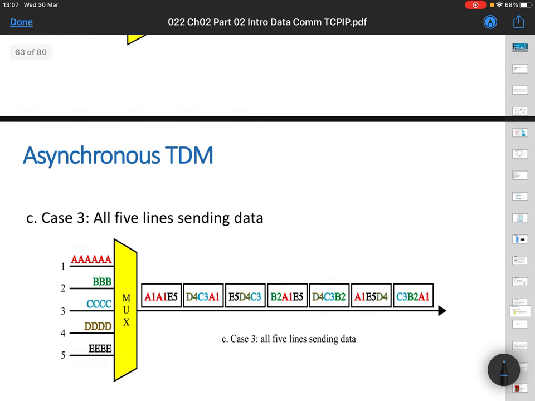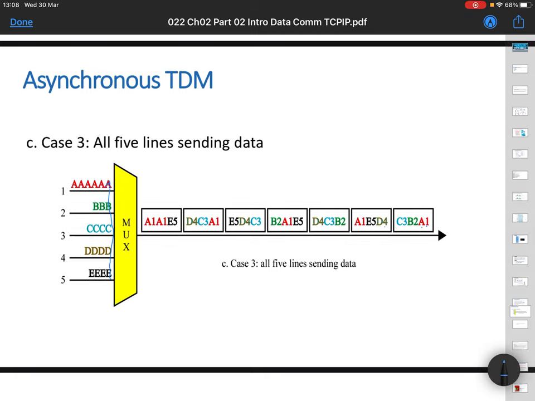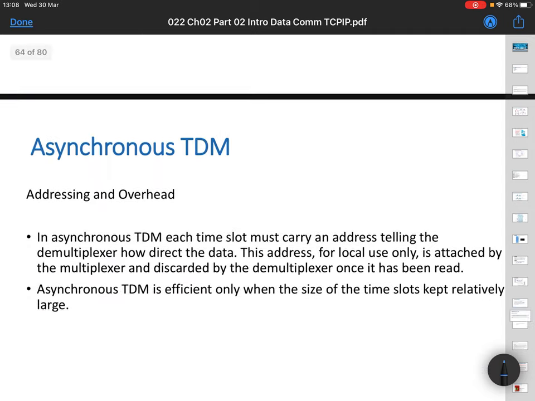Case 3, all five lines sending data. So you have 1A, 2B, 3C, 4D, 5E, 1A. So all these having the data, all lines having the data. But there are only 3 units. Still, the frame has 3 units. Okay.